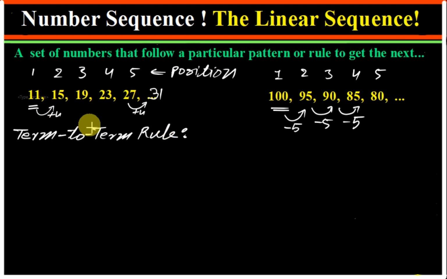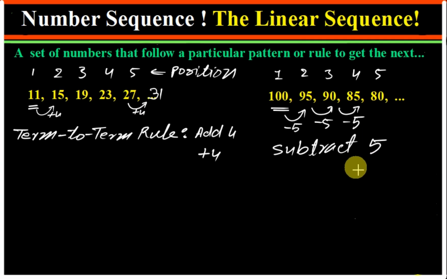In this case, the term to term rule we can write either like this, add 4, or we can write just plus 4. The term to term rule of this sequence is plus 4 or just add 4. In this case, the term to term rule is subtract 5, or we can just write minus 5. So this is the term to term rule of these linear sequences. Now another thing is, what if someone asks what will be the term at 10th position or 20th position or 100th position? So how will we get it?